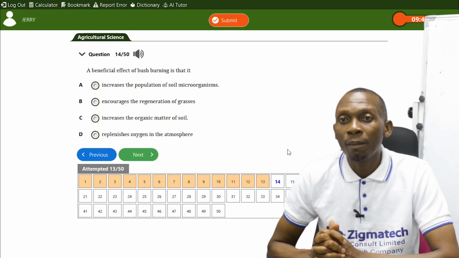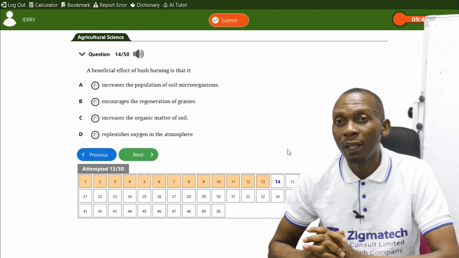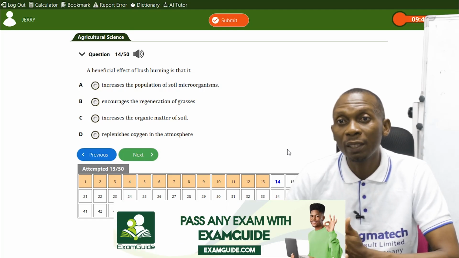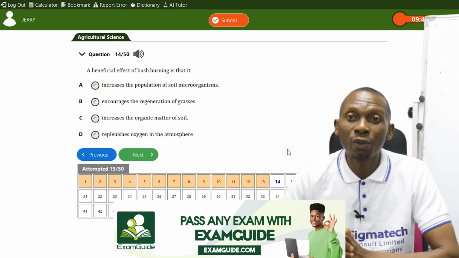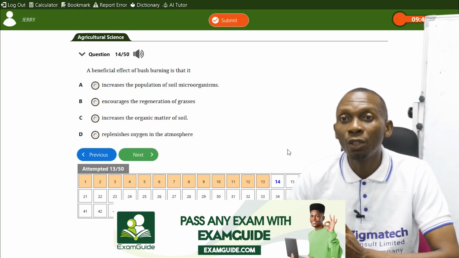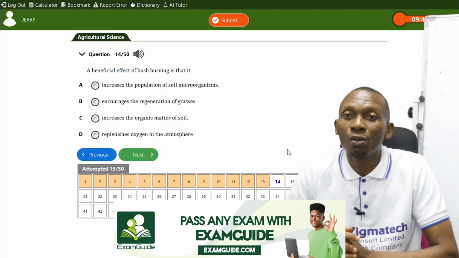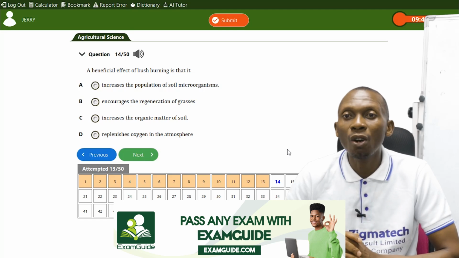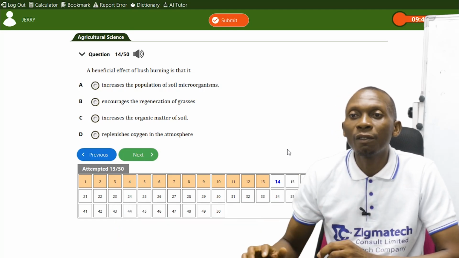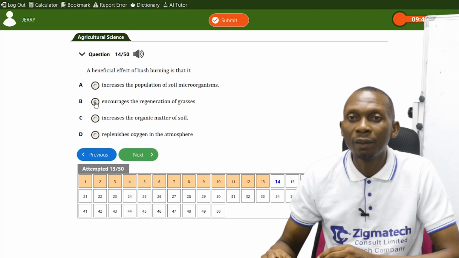In rangeland management, one of the practices carried out in maintaining our rangeland is bush burning, which helps to encourage the regeneration of grasses. So the answer is B.